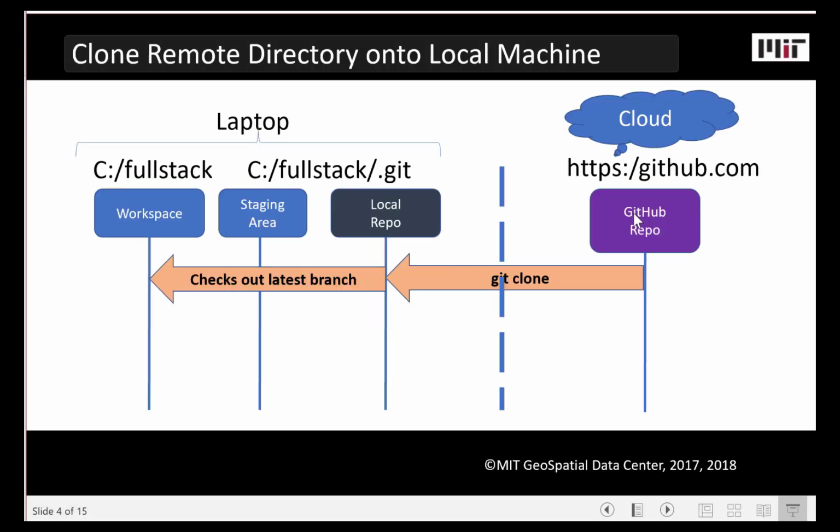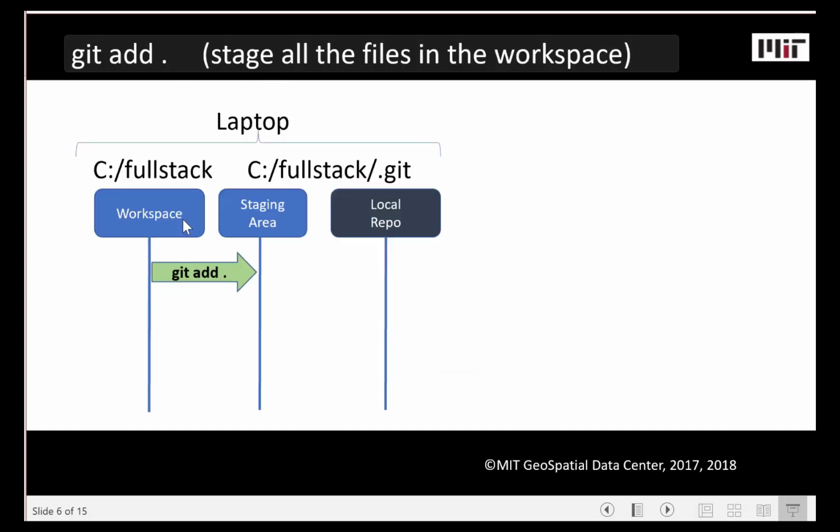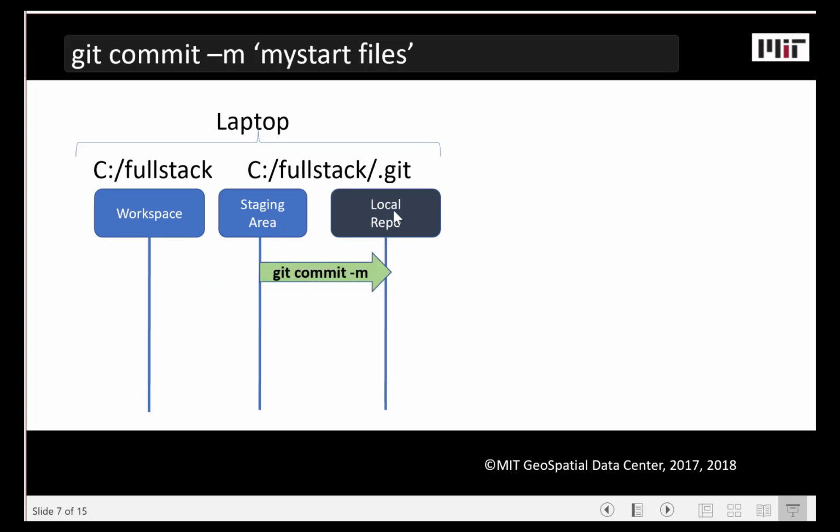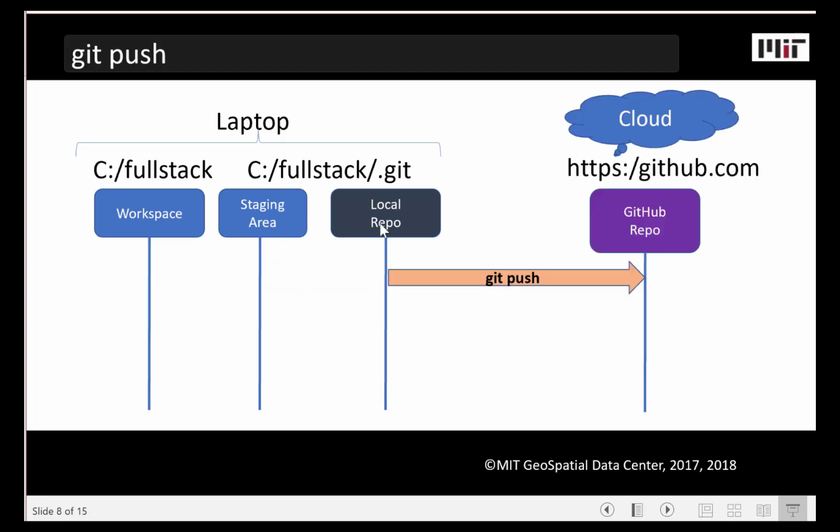So now we've gone right through our loop. We created a repository in the cloud. We cloned it down to our own workspace. We set up keys. Now we can edit in our workspace, and then we did a git add to push it to the staging area, and then we did a git commit to put it to our local repo, and then a git push.